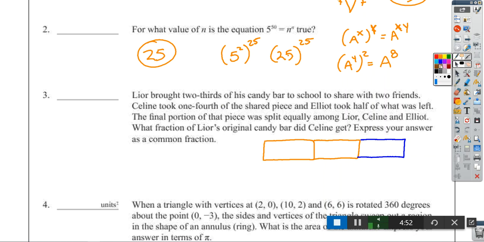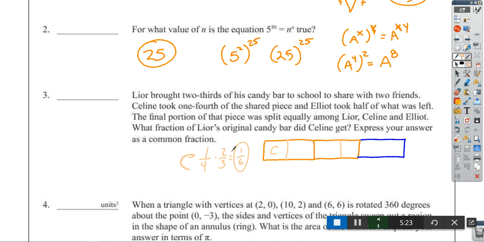So 1/4, well, if this is my 1 whole now, break it apart, so there's 1/4. So this is eaten by Celine. And so really she's getting 1/4 of 2/3, which is going to be equal to 2/12, which is equal to 1/6. So Celine in this section is getting 1/6.